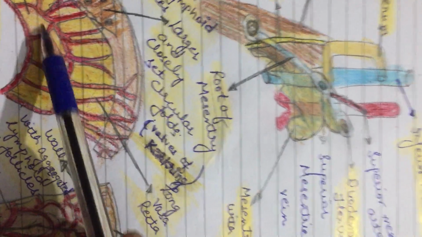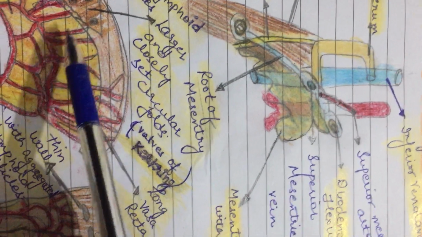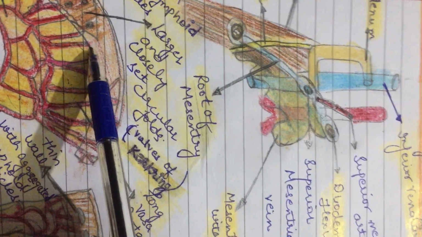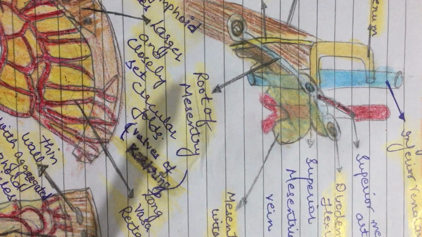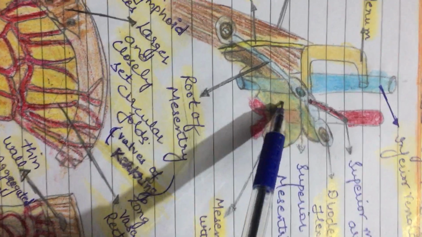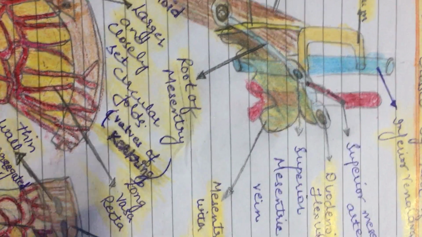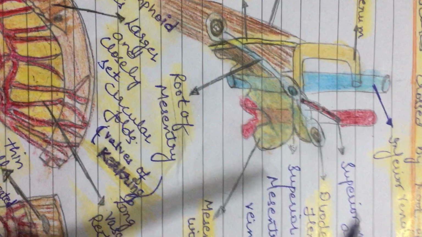Now, this one was the attached border. Now the free border. The free border is 6 meters long and is thrown into pleats. It is attached to the gut, forming its visceral peritoneum or serous coat. The breadth of the mesentery is maximum, about 20 centimeters, in the center part, but gradually it decreases towards both the ends.